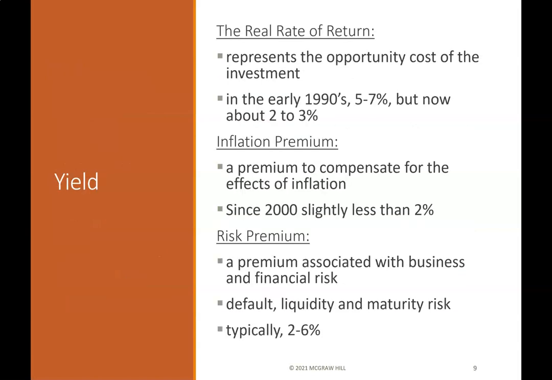Yield. The real rate of return represents the opportunity cost of the investment. In the early 1990s it was 5 to 7%, but now about 2 to 3%. Inflation premium: a premium to compensate for the effects of inflation, since 2000 slightly less than 2%. Risk premium: a premium associated with business and financial risk, default, liquidity, and maturity risk, typically 2 to 6%.